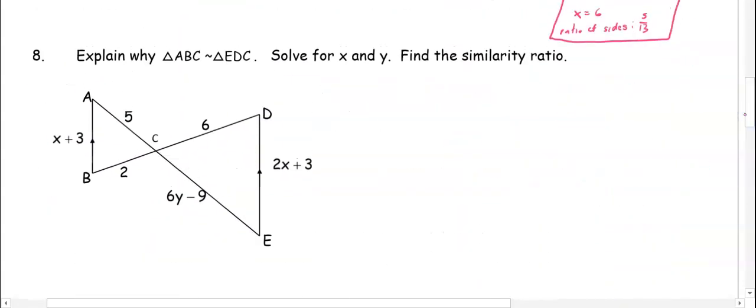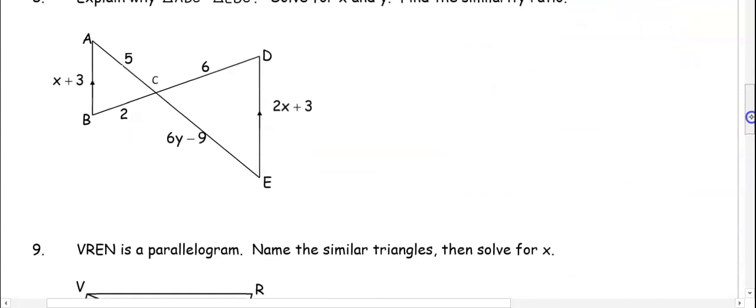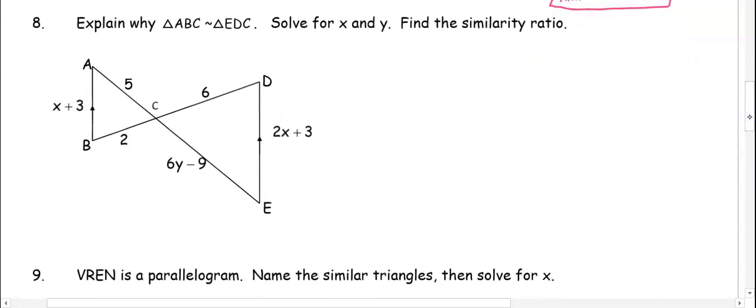And number 8, explain why triangle ABC is similar to triangle EDC, and then solve for x and y and find the similarity ratio. So one thing we're going to do is we're going to change this 2x plus 3 to be 2x plus 13. So now if I'm looking at the triangles, figure out why they're similar.